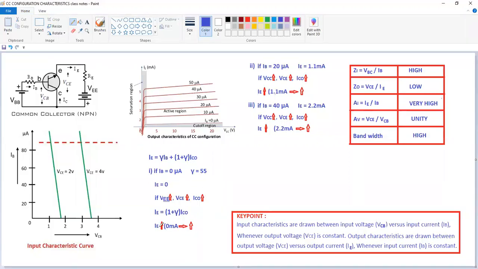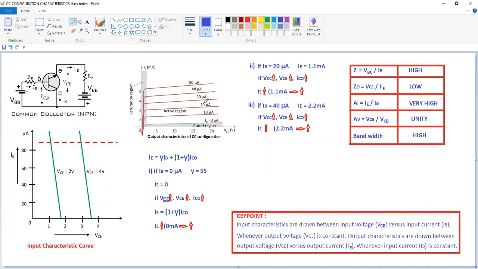Okay, see here. IC is going to increase from 0 milliamps to the remaining value. Similarly, now I'm going to apply the input current IB equal to 10 microamps here. I didn't write that 10, so I will explain with 20 instead.